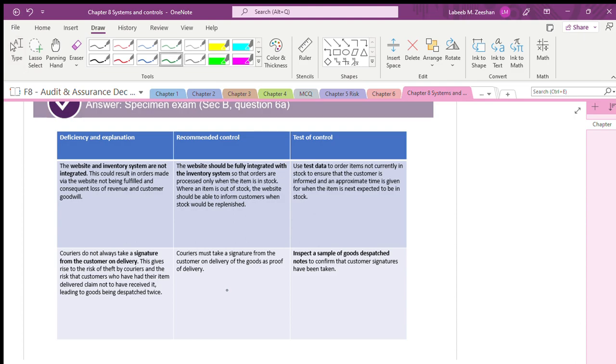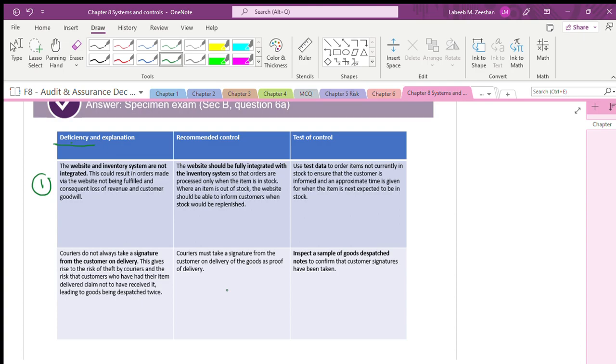What does the first one say? The first one says that the website, this is the deficiency, and this is the recommendation. The deficiency says that the website and inventory control are not integrated. Next, another sentence: two sentences minimum. I am emphasizing this rule. Make it a rule. Don't have one sentence, make it two sentences. Your writing will make a difference.